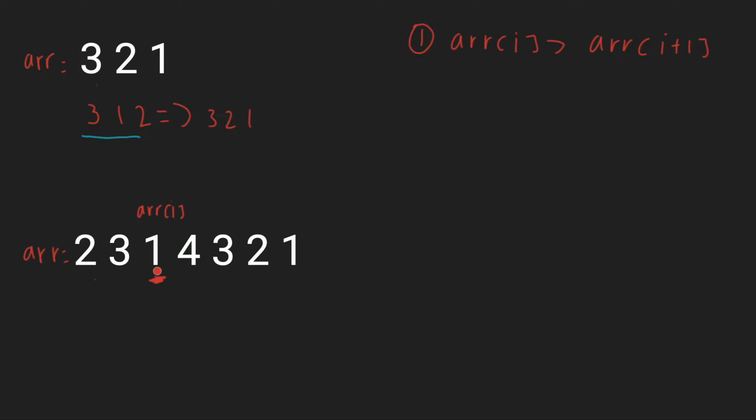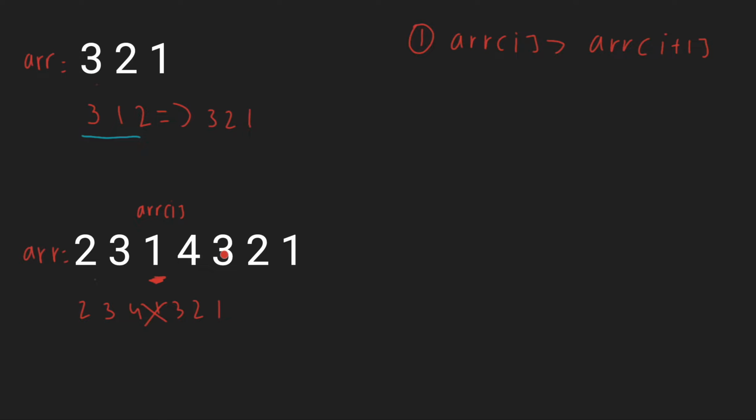So we find that. In this case, with which element are we going to swap it? If we swap it with its neighbor, we have 2 3 4 1 3 2 1. Is it the next greater permutation? Is it the next permutation? No, because we can have 3 2 3 2, right? So this is not the next one.